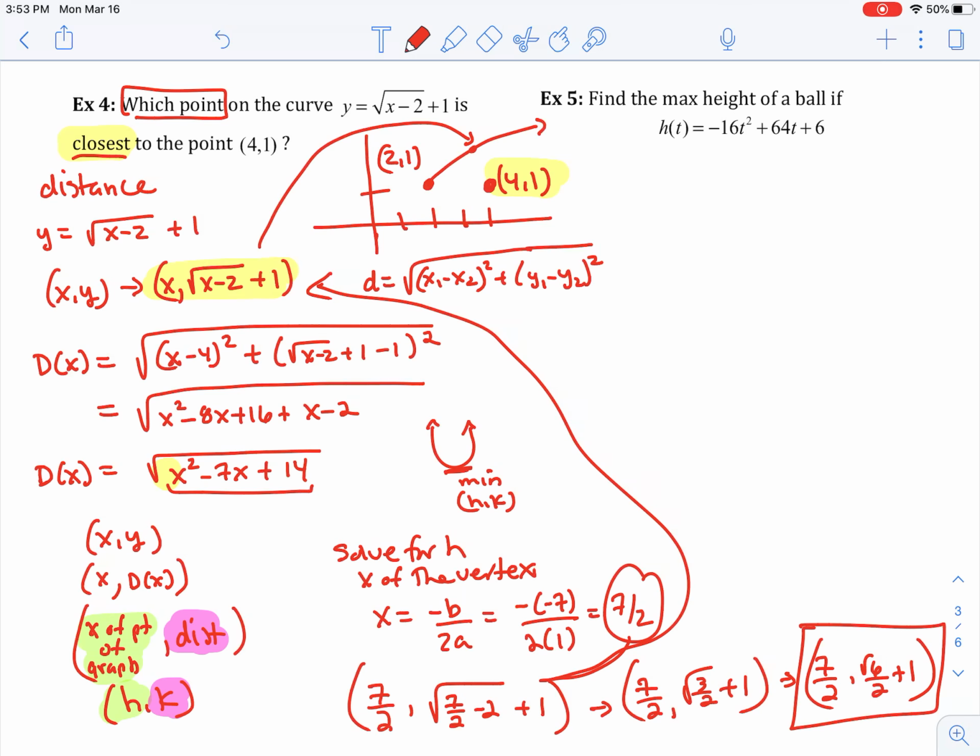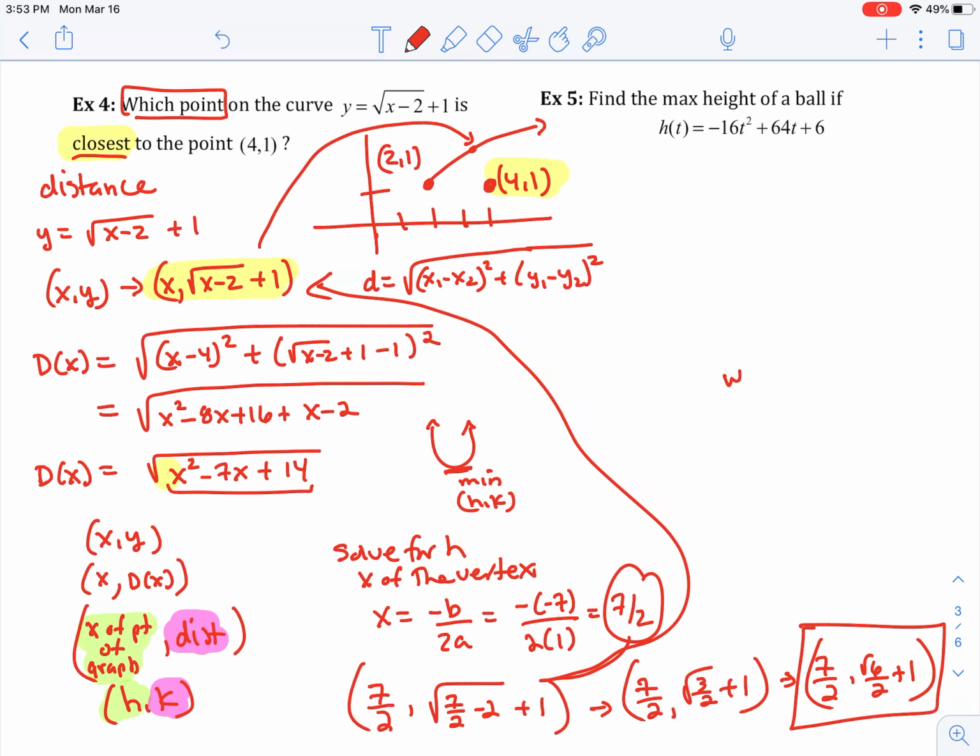And so that is the point on that curve that is closest to the point (4, 1). Now we could have found the distance. We weren't asked for the distance, but keep in mind, we could have solved for the distance, which means we would have had to look at k, which is the y of the vertex.